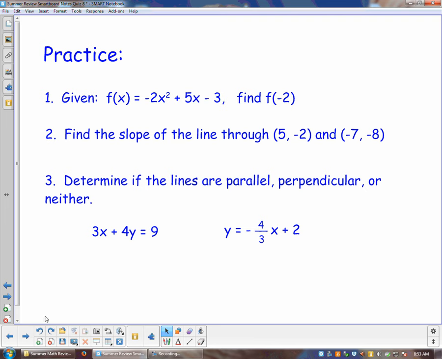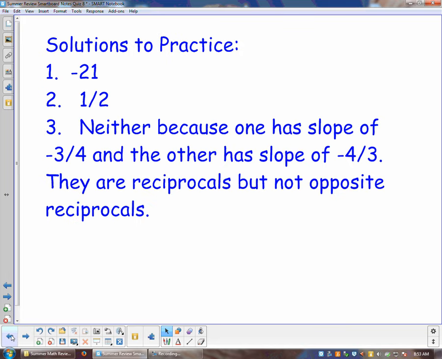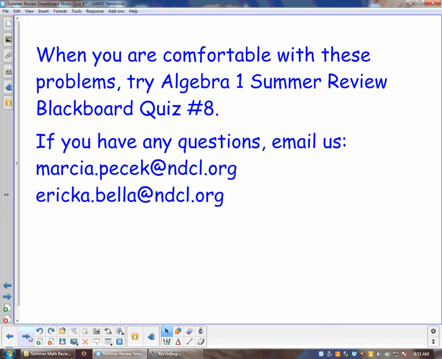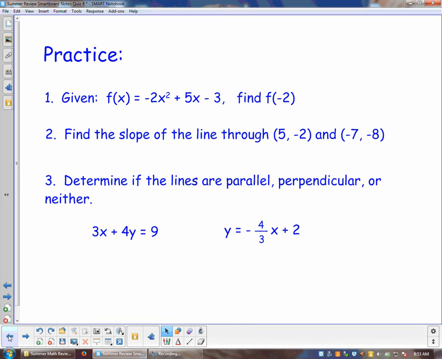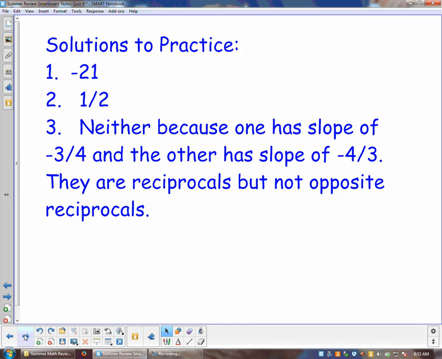Okay, so here are the answers for these practice problems. For number 1, f of negative 2 is equal to negative 21. For number 2, the slope of the line from 5, negative 2 to negative 7, negative 8 was equal to 1/2. And number 3, the answer should be neither.